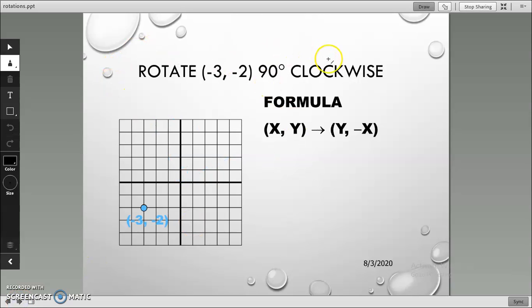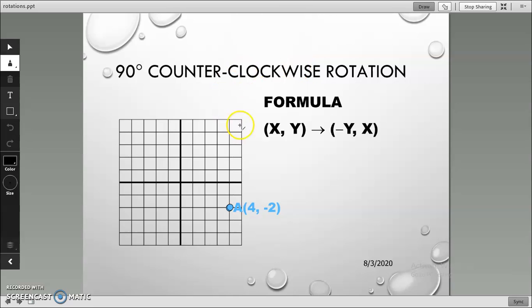All right, the next, same thing, same formula for 90 degrees clockwise. We have -3, -2. So again, we know my y will come first, and my x will change signs to a 3. So that's going to give me -2, 3 up here. So if I'm rotating from here, it should rotate right there. There we have it. -2, 3.